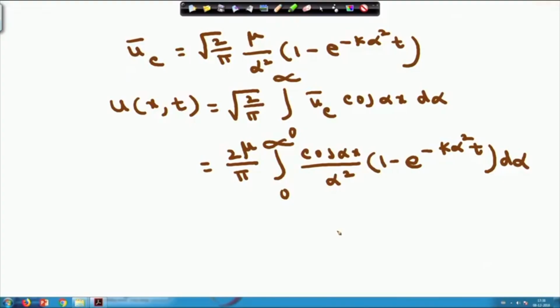And once I have obtained the u bar, then using inverse Fourier cosine transform you can write down u x t equals root over 2 by pi, 0 to infinity, u bar c into cos of alpha x into d alpha. So, this is the process.